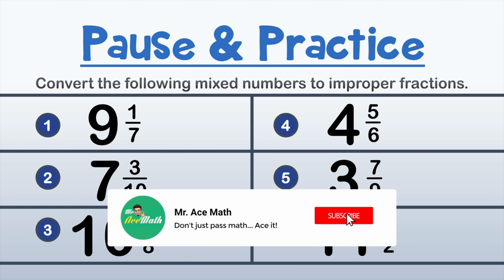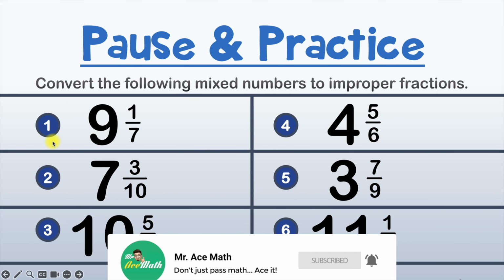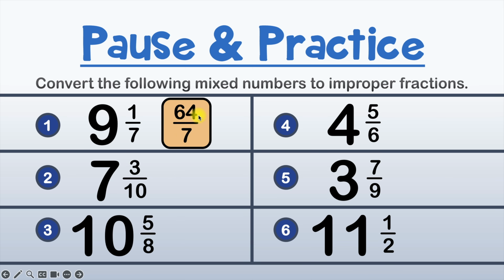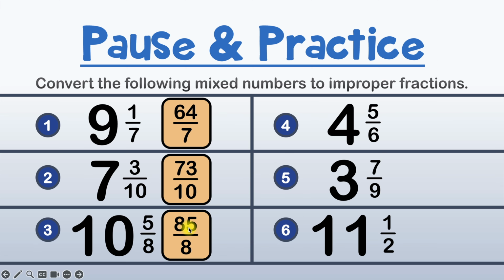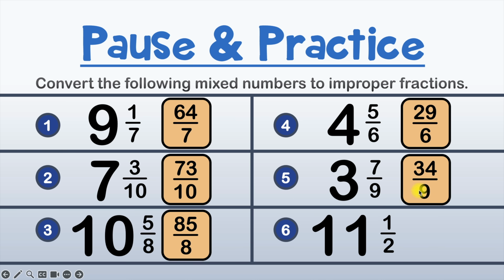So let's take a look at our answers. Number 1 is 64 over 7. Number 2 is 73 over 10. Number 3 is 85 over 8. Number 4 is 29 over 6. Number 5 is 34 over 9. And number 6 is 23 over 2.